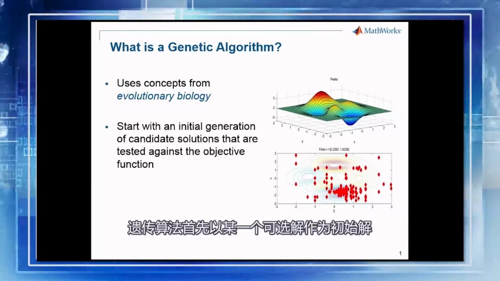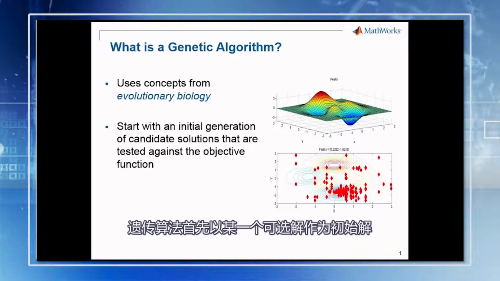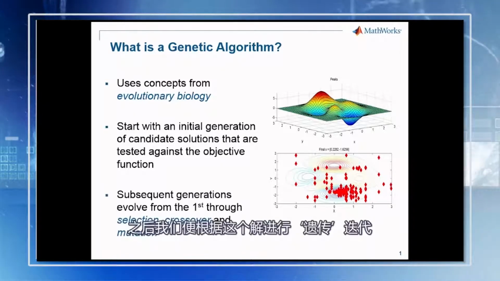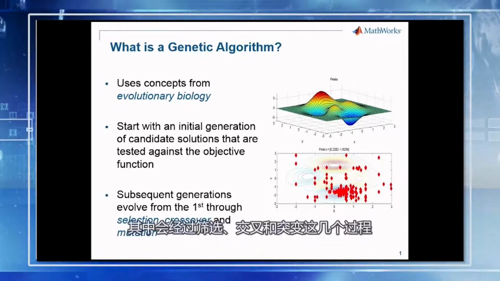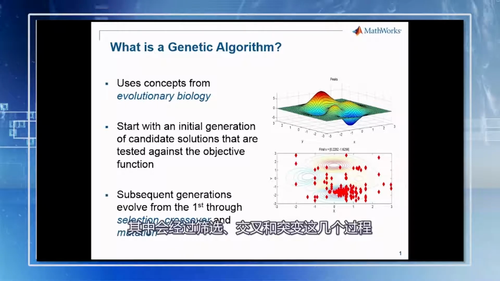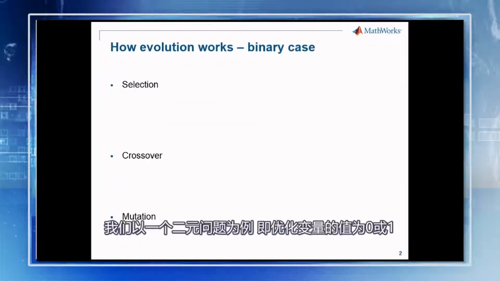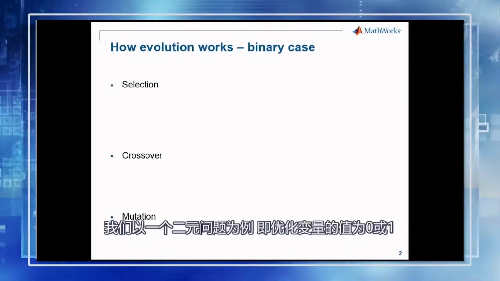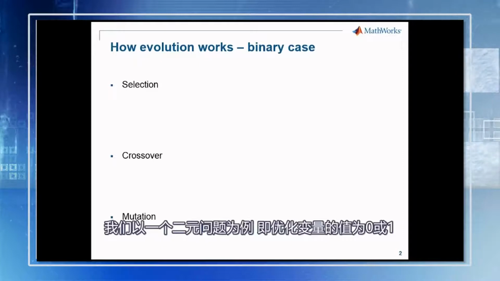Genetic algorithms work by starting with an initial generation of candidate solutions that are tested against the objective function. We then generate subsequent generations of points from the first generation through things such as selection, crossover, and mutation. Let's take a look at these different techniques, selection, crossover, and mutation, on an example of a binary problem where the variables in the optimization problem can either take on a value of 0 or 1.